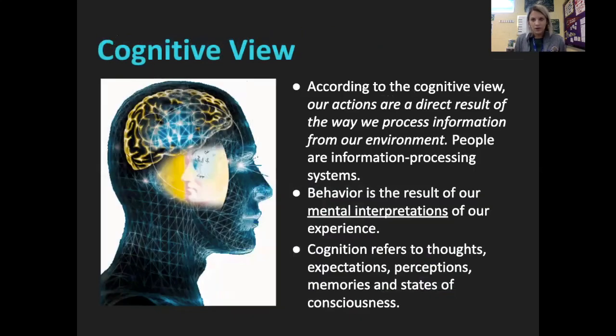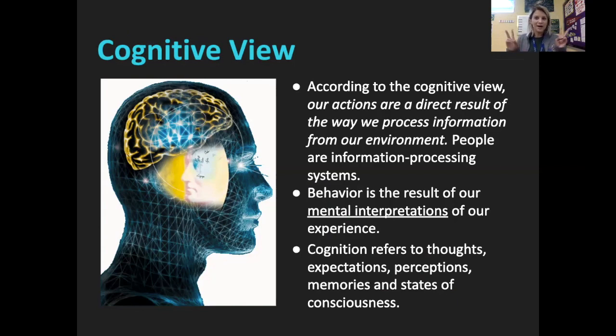The cognitive view, and this is the opposite of the behaviorists. Remember, the behaviorists think that we should not even consider studying what's happening in someone's mind because it's not reliable, but cognitivists think differently about that. And according to them, our actions are a direct result of the way that we uniquely process information from our environment. When you think of the cognitive view, think of people thinking of the brain like an information processing system. And our behavior is the result of our interpretation of our experience.